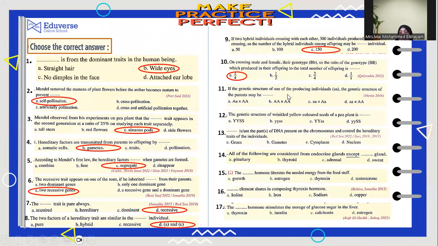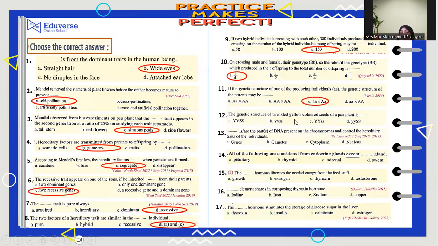If the genetic structure of one of the offspring is A small A small, what is the genetic structure of the parents? How can I get A small in the offspring? If both of the parents have recessive genes. Which one can I get this from? Here, no, all of them are dominant. Here, yes, I can take this A small with this A small. But you can say no, because A capital will always come with A small, so I can't get A small A small except in C.